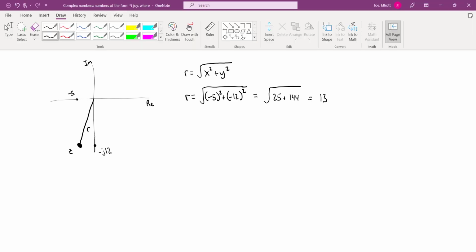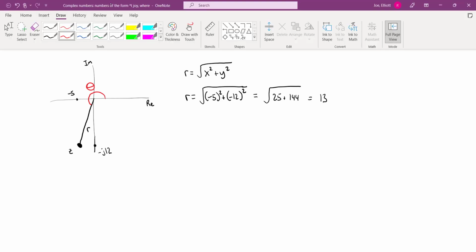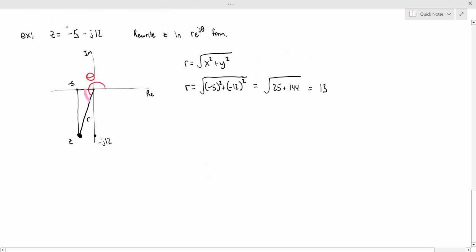Remember that for polar coordinates, we measure theta from the positive x-axis. So we want to find what this angle here is. And to find that angle, we start by finding what this little angle is. We've got a right triangle in the picture here. I'm going to redraw that triangle separately down here. So it looks something like that. We saw that r, the hypotenuse, has a length of 13. This side has a length of 5, and this side has a length of 12. So first we're going to calculate this angle here. Let me give this angle a name.